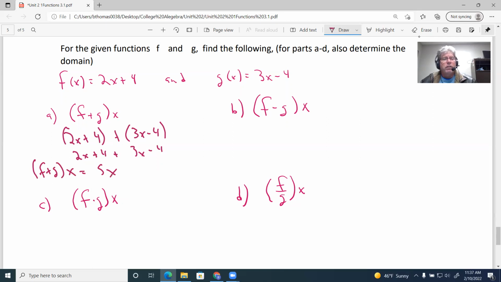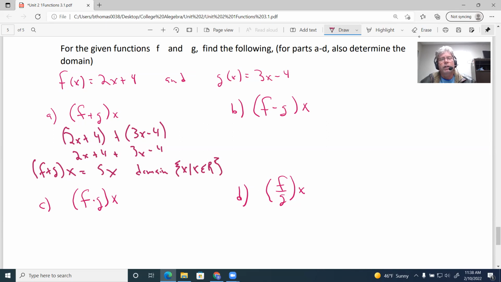Now, when it says domain, again, if you don't see a fraction where there's a variable in the denominator, there's not a domain restriction. If we don't see a square root symbol where the variable is inside, there's not a domain restriction. So since we just have 5 times x, the domain is going to be the set of all real numbers. So if you want to use set notation, you can see it as the set of x such that x is an element of R. You may see it written like that, which is fancy for all real numbers.